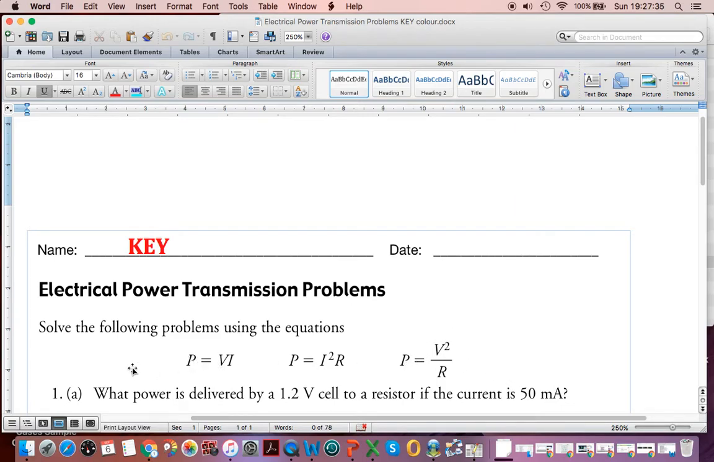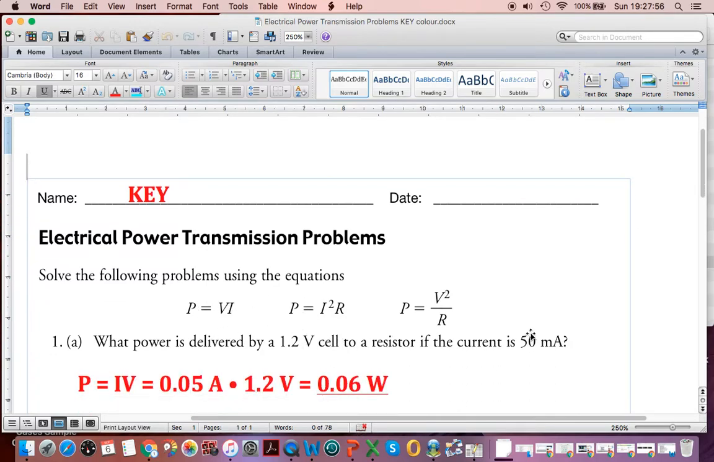So first question says, what power is delivered by a 1.2 volt cell, that's our voltage, to a resistor if the current is 50 milliamps? So we have our current, we have our voltage, and we're after power. So we look for where we have current and voltage, and we say, hey, this ought to do the trick. And so we go P equals I times V. 0.05 amps. Remember, we had to divide this by 1,000, and we multiply by 1.2 volts, and we get 0.06 watts.